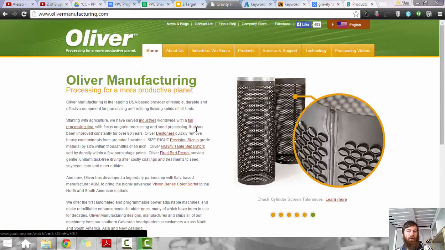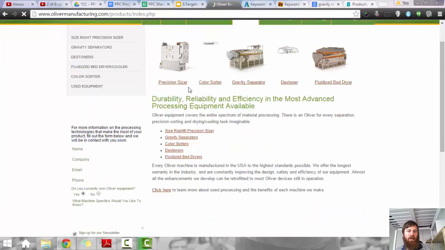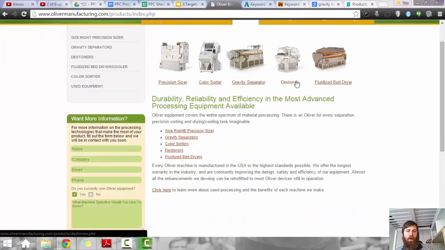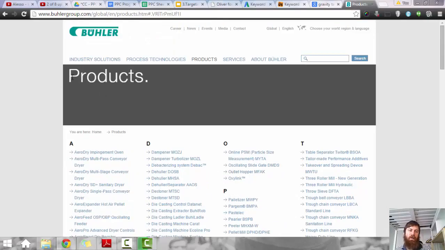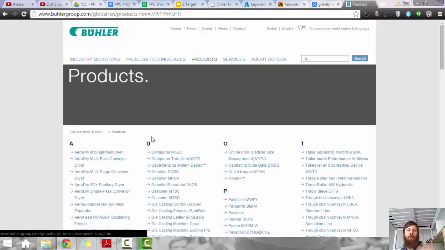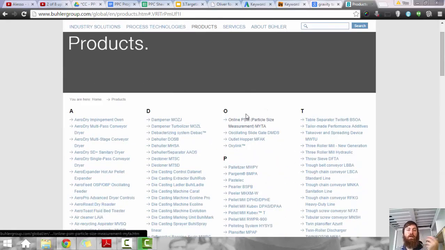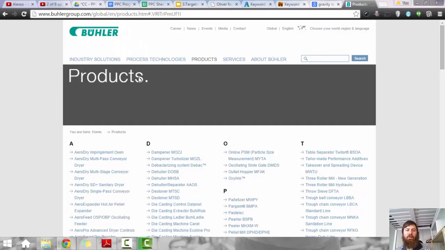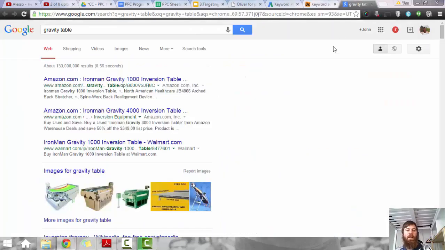They only sell, really, it seems to be their gravity separators and about 5 products. Bed dryer, destoner, gravity separator, color sorter, precision sizer. So this might not be their target market right here. The same people that buy Bueller Group may be a large array of people, whereas Oliver may only sell a segment of that. So even though this is a competitor for our products, the company overall is very different, if that makes sense.